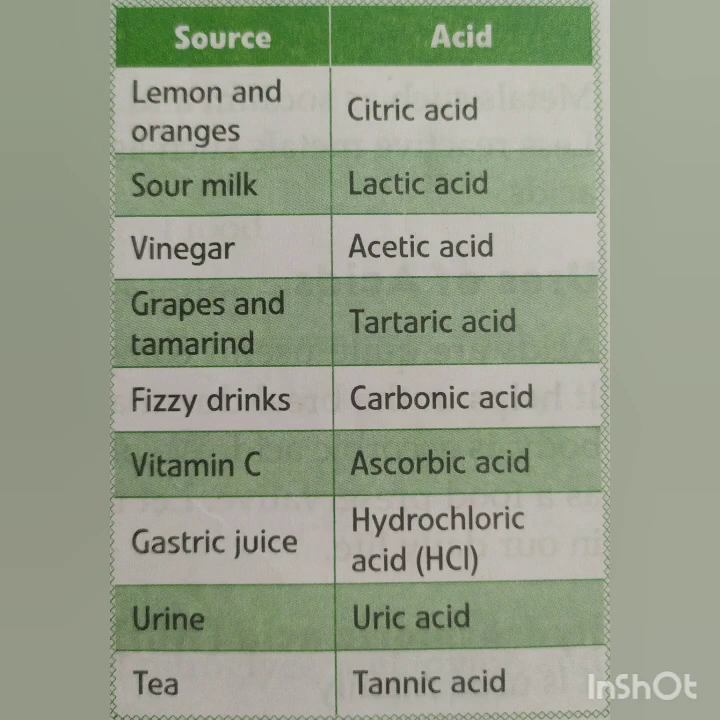This table is from your science NCERT textbook. Source and the type of acid present. The first one is lemon and oranges. They contain citric acid. Sour milk has lactic acid. Vinegar has acetic acid. Grapes and tamarind contain tartaric acid. Fizzy drinks have carbonic acid. Vitamin C is ascorbic acid. Gastric juice, that is, the juice present in our stomach, has hydrochloric acid. Urine has uric acid. And tea contains tannic acid.